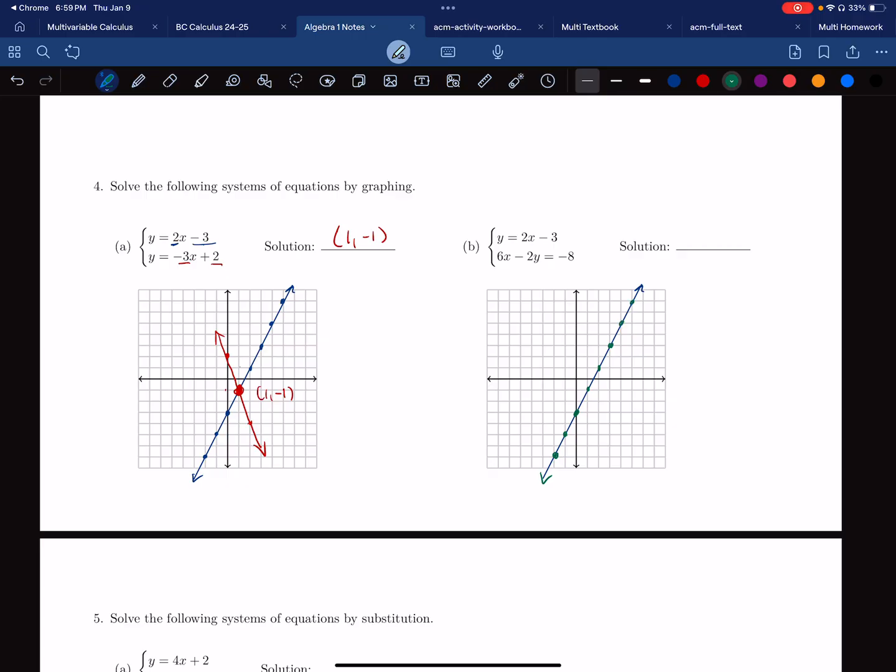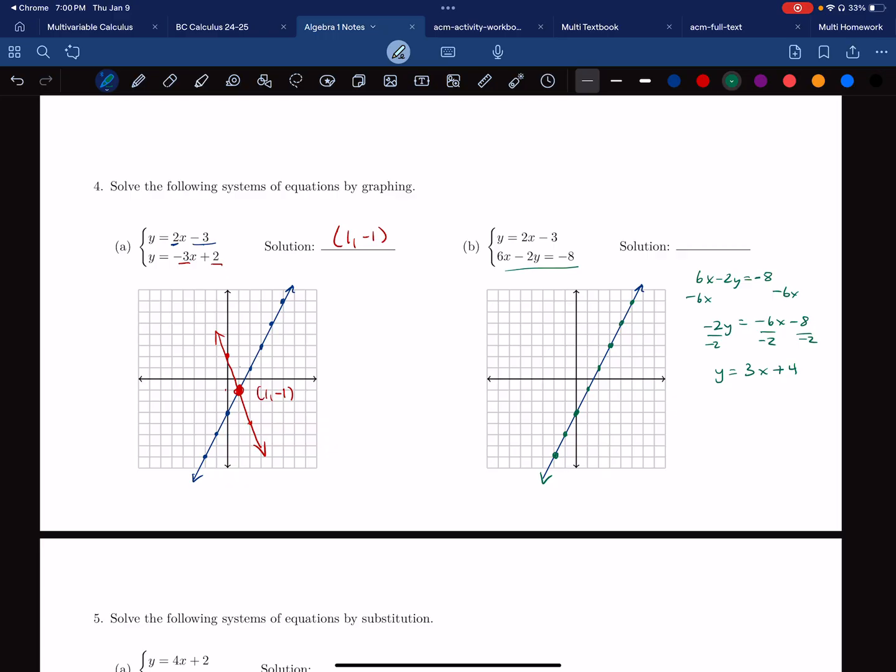But then I need to solve this one for y. So I have 6x minus 2y equals -8. I'm going to try to get it in slope-intercept form. So I have -2y is equal to -6x, oh, minus 8. So I divide by -2. I get y is equal to 3x plus 4. Hmm.